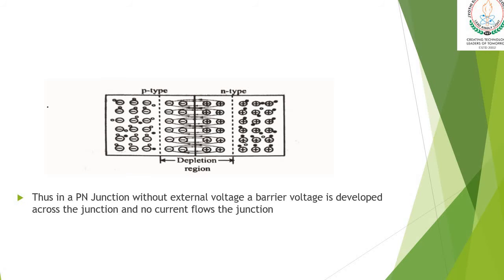So in a PN junction, without any external voltage, a barrier voltage is developed across the junction and no current flows across the junction.